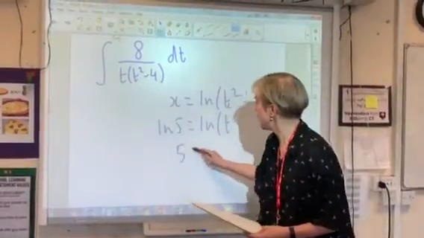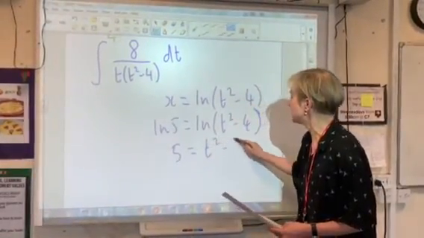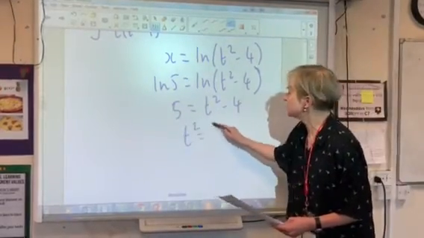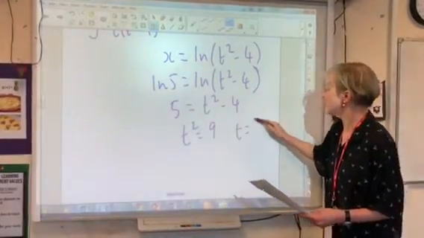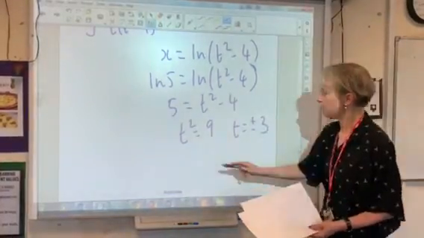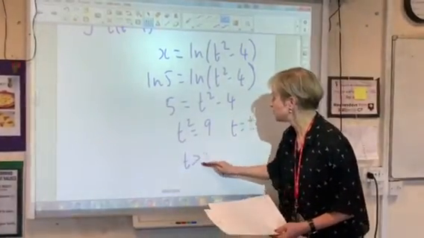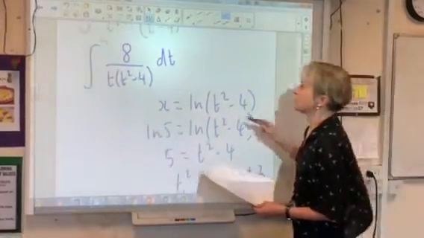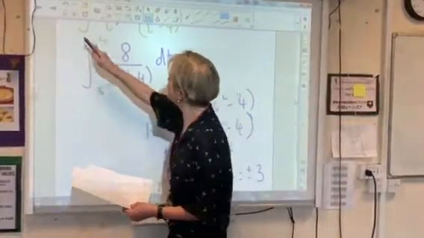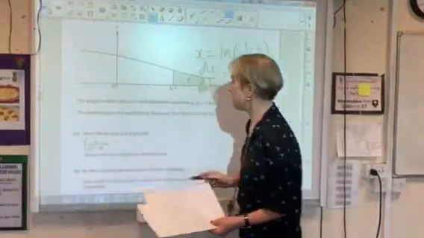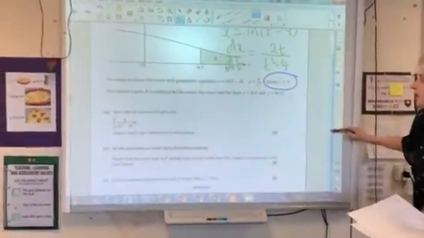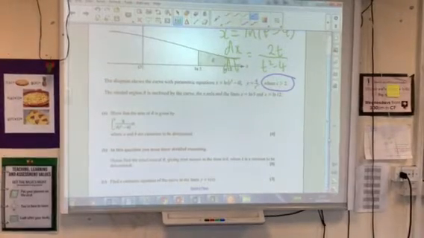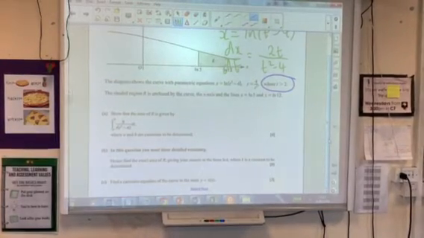So you're going to again get 5 is t squared minus 4, and just as before, t squared is 9, t is going to be plus or minus 3, t is greater than 2, therefore t is 3. So if you go back and look at part A, you have done 4 marks worth of work, and A and B have been determined. They are 4 and 3.